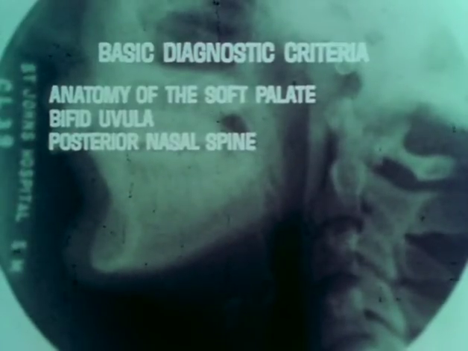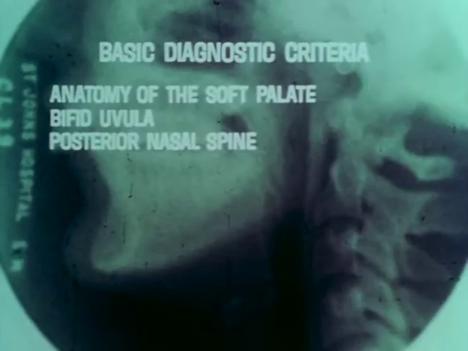When considering adenotonsillectomy, the surgeon should examine the oral and pharyngeal areas closely, noting bluish coloration in the mucosa of the median raphe, the presence of a bifid uvula, and the size and shape of the velum.